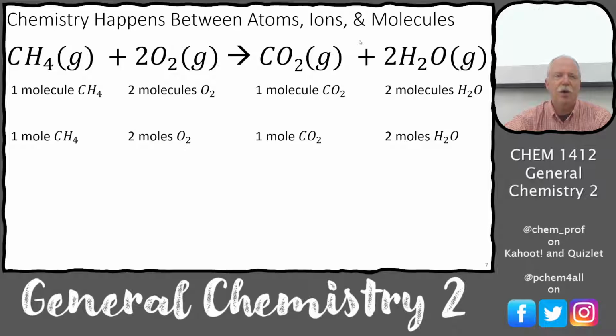This could also mean moles. So a mole of methane reacts with 2 moles of oxygen to produce 1 mole of CO2 and 2 moles of water. So these coefficients in front of all the substances are telling you how many moles of each substance are traded around or consumed or produced.